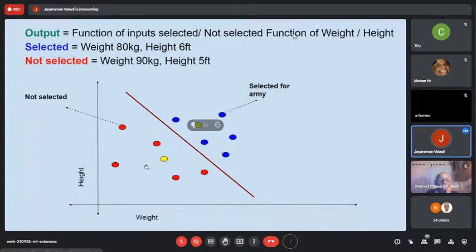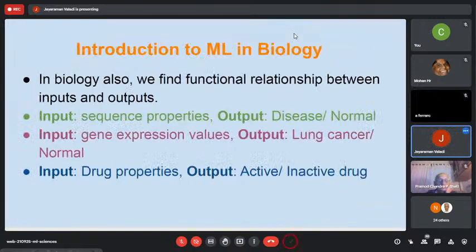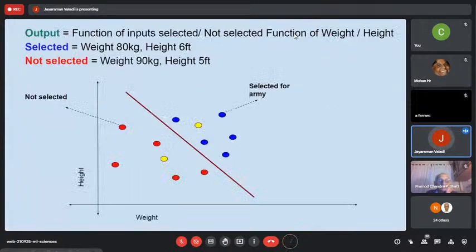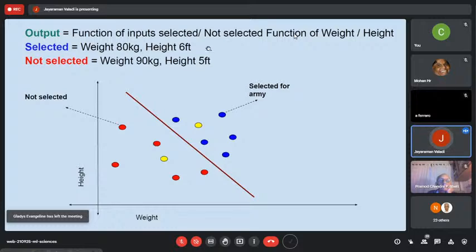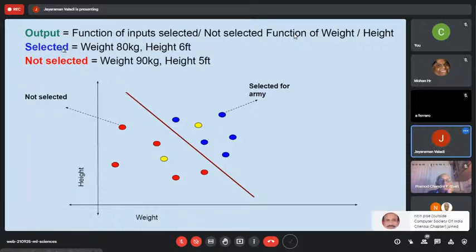The learning here is to identify the right line. Different lines can separate the data into different groups, but only the best possible line with best values of slope and intercept separates the data perfectly into two different groups. So here we have an output. This output is nothing but selected for army or not. That has a label 1 and 0. 0 is not selected, 1 is selected. It's a function of the inputs. The inputs are weight and height. So this algorithm now maps the inputs into the output. So you get a functional relationship between the weights and heights and the output, whether it is selected or not.